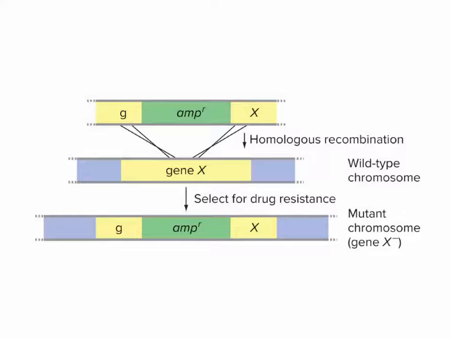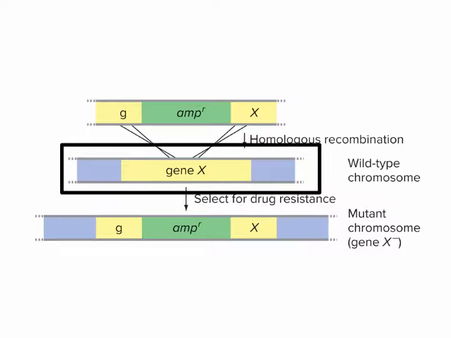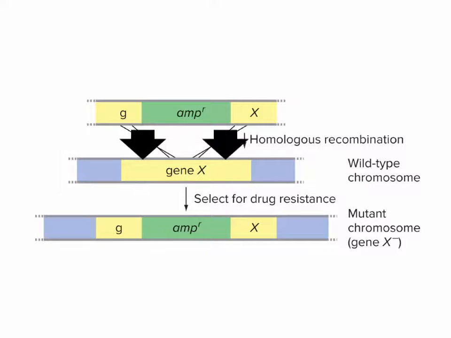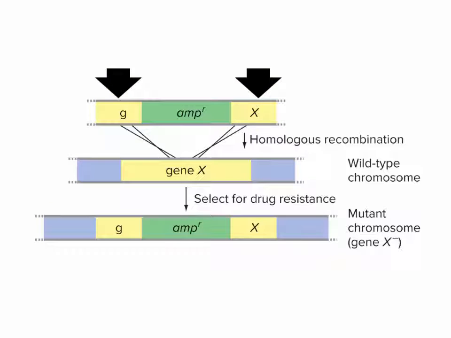Remember that in bacteria, it's possible to generate an amorphic allele of any gene in the genome as long as you know some base pair sequence at the 5' end and the 3' end of the gene. Using molecular biology techniques, DNA sequences at the 5' and 3' ends of any gene can be attached to either end of a gene that encodes a drug resistance protein, like the ampicillin resistance gene.